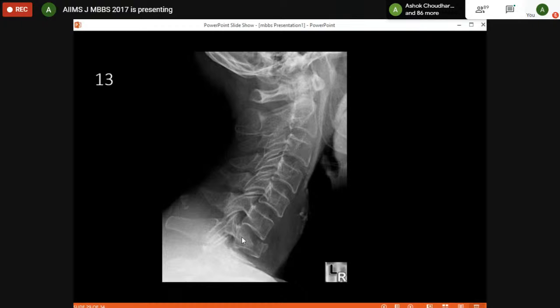So C7 over here has a burst fracture, which is a comminuted fracture with compression and wedging. All right. And if you look carefully, there is one more fracture here. Can you see a bony chip here posteriorly? Where has this come from? This has come from the posterior element of C6.